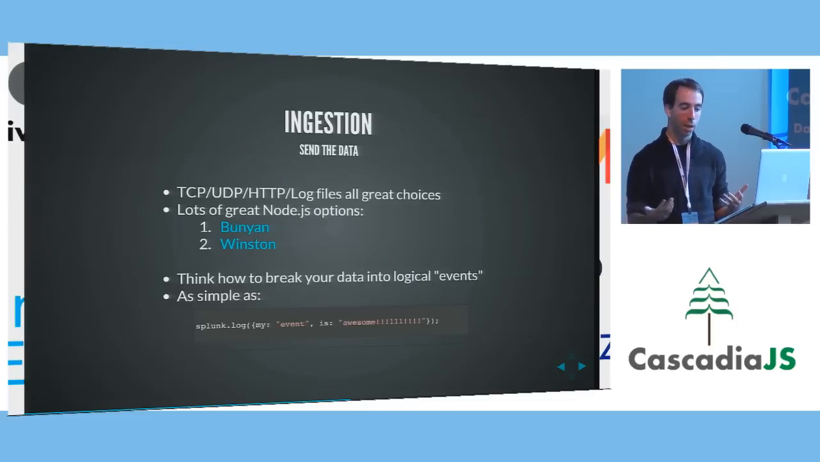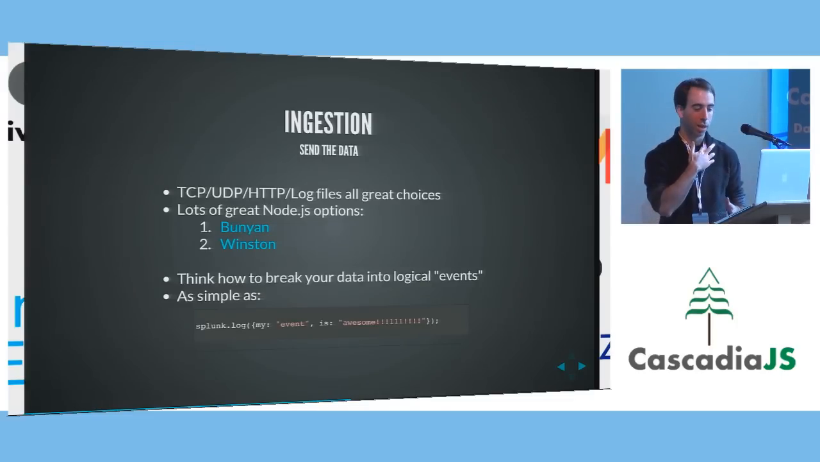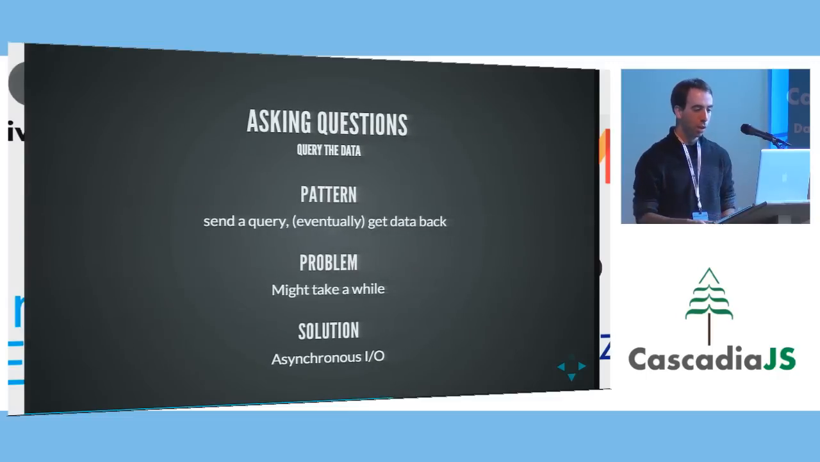And this doesn't need to be complicated, so this is an example with the Splunk SDK. You can just call splunk.log, you give it a JSON object, it will serialize that JSON and log that, and then Splunk can read that JSON and do the query from there.